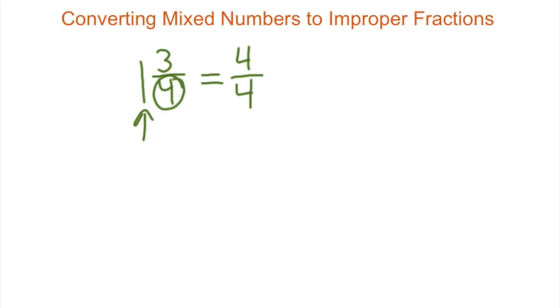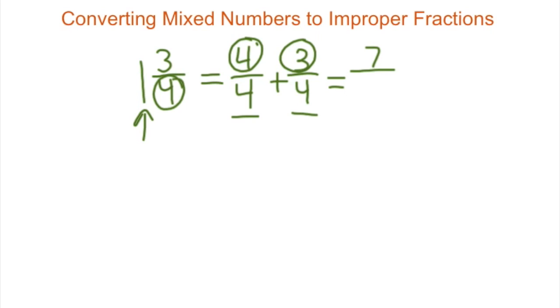4/4 is the same as one whole. So it's 4/4 plus 3/4 because I have one whole and 3/4. Now when I add them together, I'm going to add together my numerators because my numerators are my number part. Those are the ones that we add together. Now my naming part, or my denominator, stays the same. So my denominator will remain 4. So 7/4 is how you write 1 3/4 as an improper fraction.